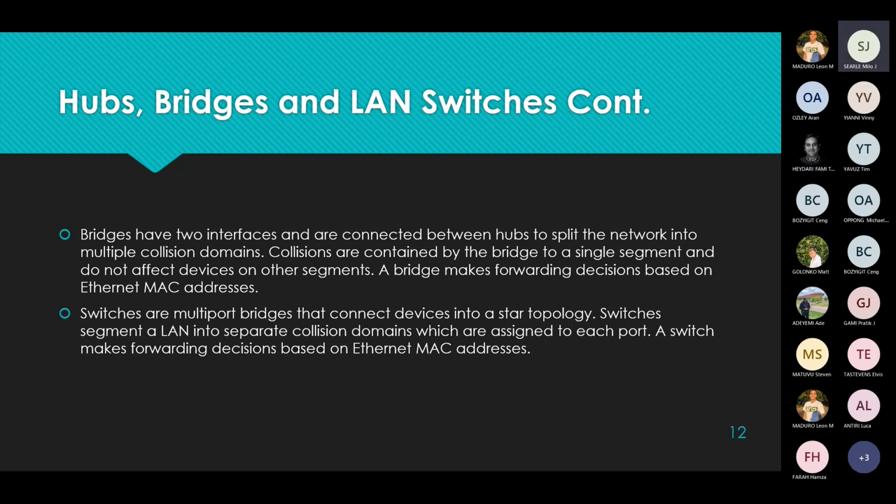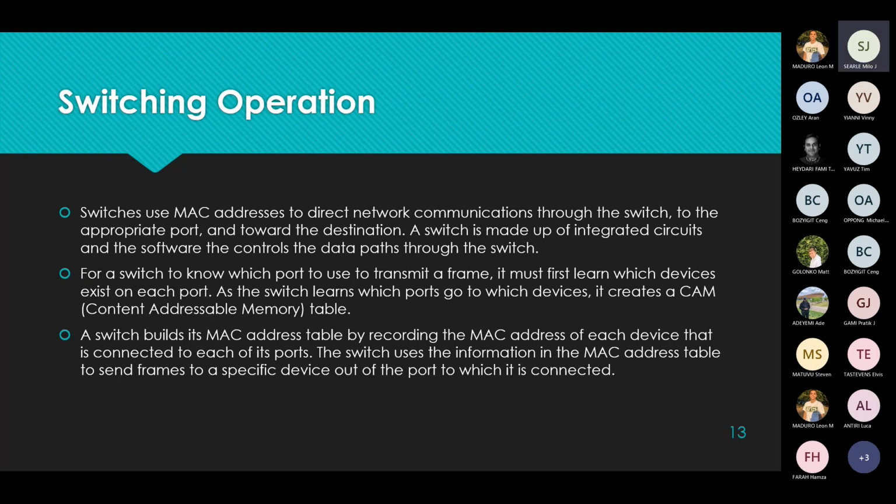Switches are multi-port bridges that connect devices into a star topology. Switches segment a LAN into separate collision domains which are assigned to each port. A switch makes forwarding decisions based on Ethernet MAC addresses. Switching operation: switches use MAC addresses to direct network communications through the switch to the appropriate port and toward the destination. This switching operation is, Aaron, what you mentioned earlier. This is forwarding frames. This happens within one single broadcast domain.